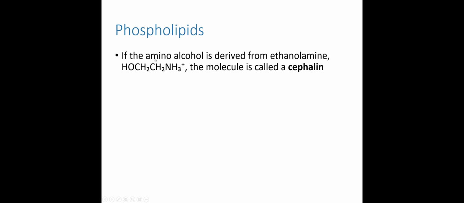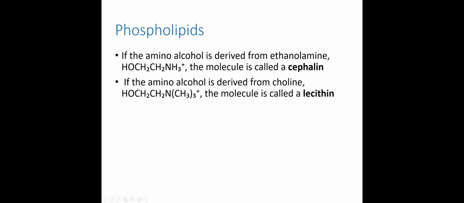So the first amino alcohol that we'll look at is the protonated form of ethanolamine. Protonated simply meaning that a H+ has been added to it. So this is ethanol with an amine group that has been protonated, meaning we've simply added an H+ to this. And if we are looking at a phospholipid that contains this protonated ethanolamine, we call that a cephalin.